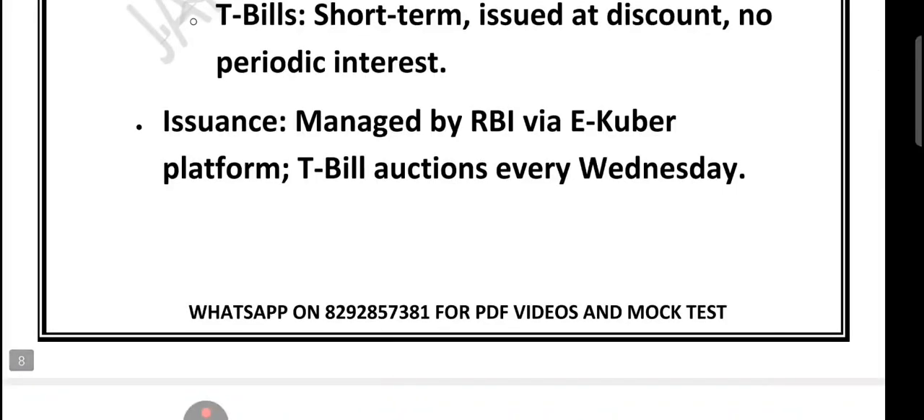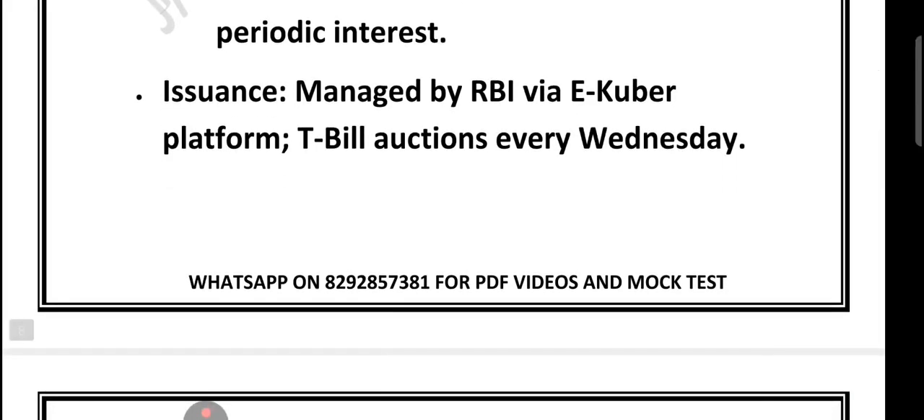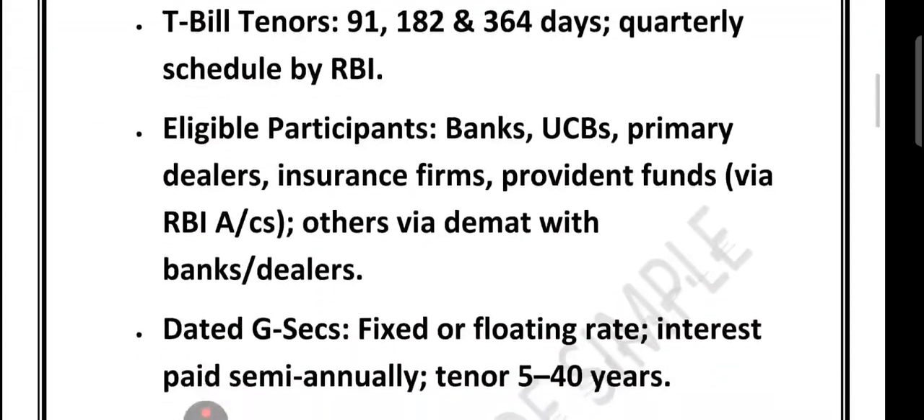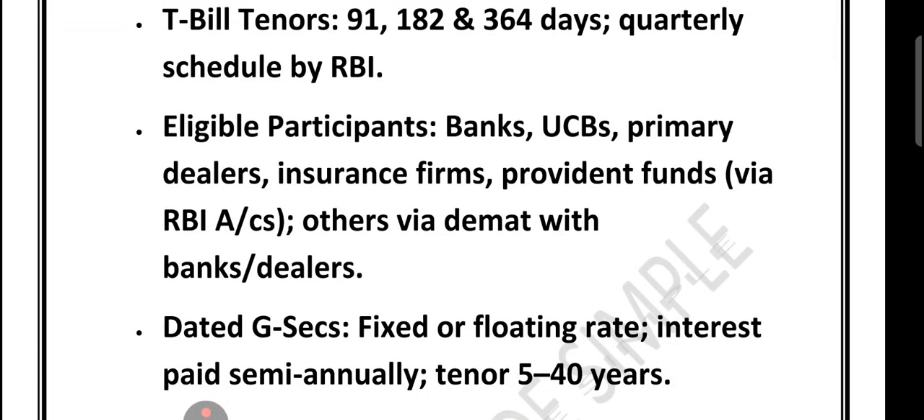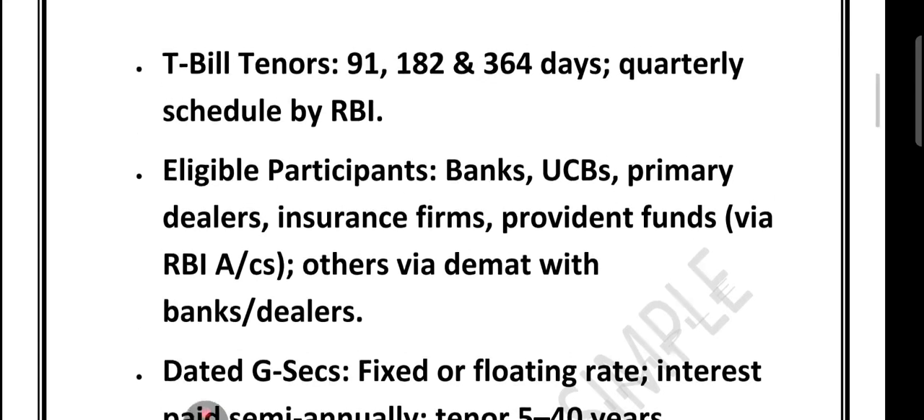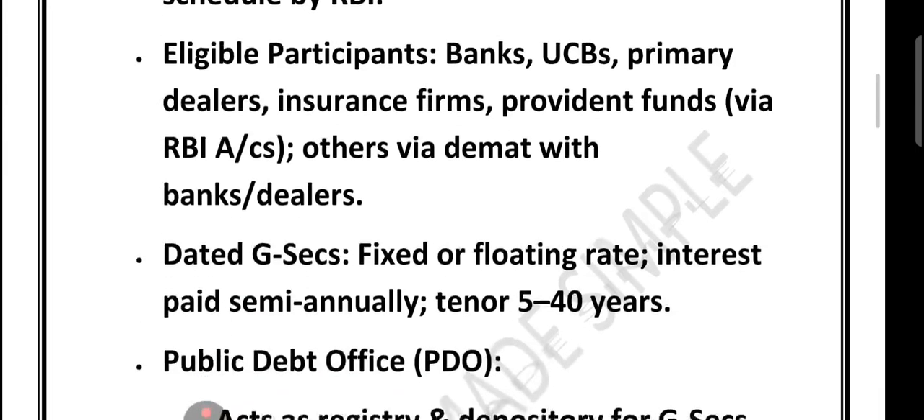Please remember that all the government securities are issued and managed by the Reserve Bank of India, right? And through the platform that is called the e-Kuber platform. Remember the name, right? You know what is e-Kuber? It is a digital system for auctioning and maintaining these securities. Now one more point is that Treasury bill auctions are held every Wednesday, right? Their maturities are 91, 182 and 364 days, or as per the quarterly schedule published by the RBI. Who can invest?